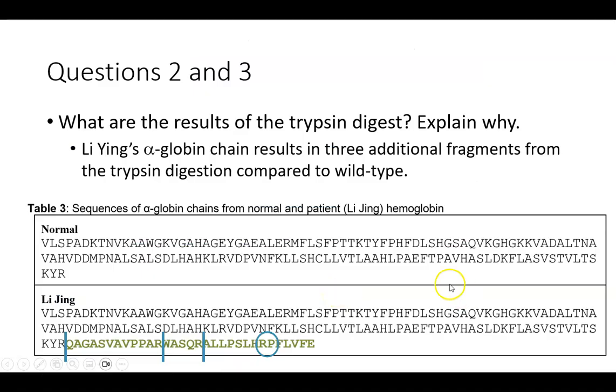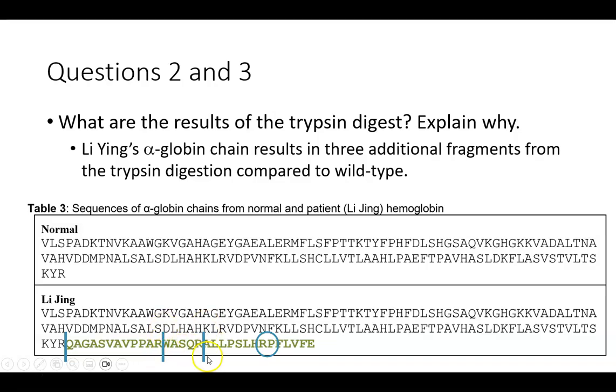So if I go back to my normal versus Li Jing, I really just need to look at the differences. R is arginine and K is lysine. Those 1-letter codes were given in the appendix. So if you just see what's different, there's an arginine right here. So trypsin will cleave here. The next arginine is here.